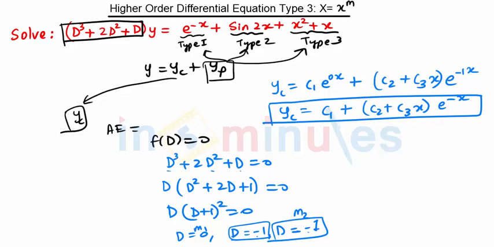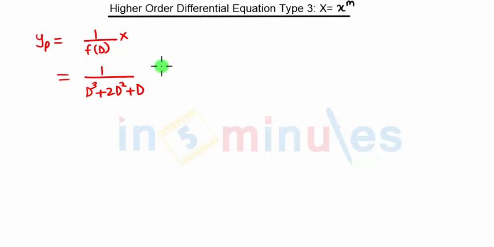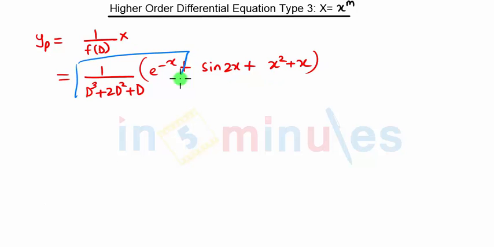After this we will calculate yp. The general equation for yp is 1 upon f of d into x. In our case f of d is d cube plus 2d square plus d, into e raised to minus x plus sine 2x plus x square plus x. So now first we will consider only this part. So we will get e raised to minus x upon d cube plus 2d square plus d, which can be represented as d into d plus 1 the whole square.